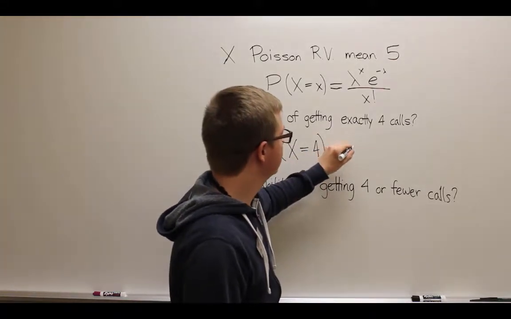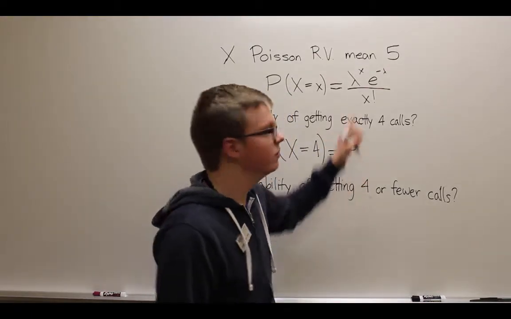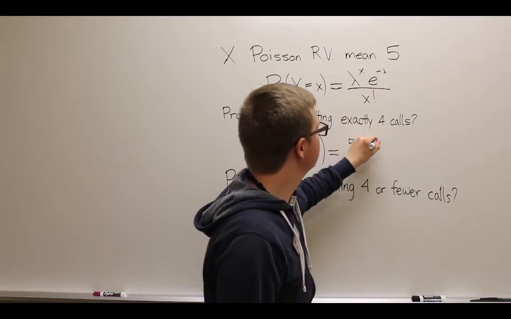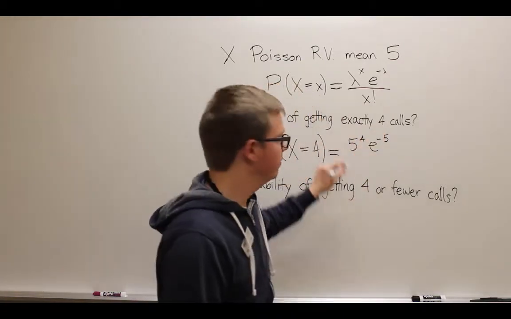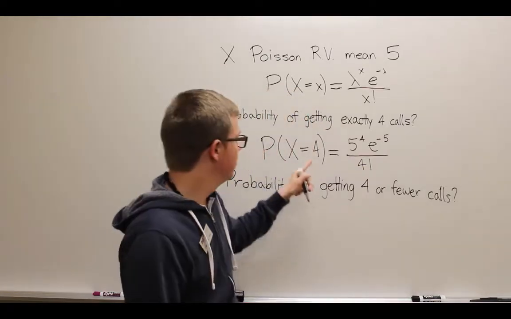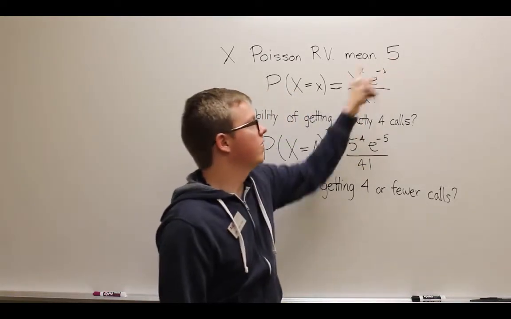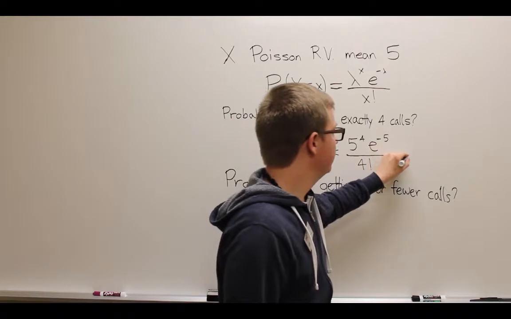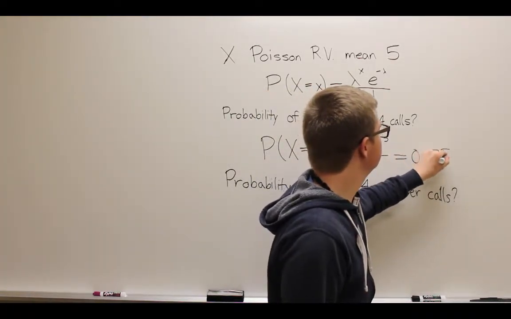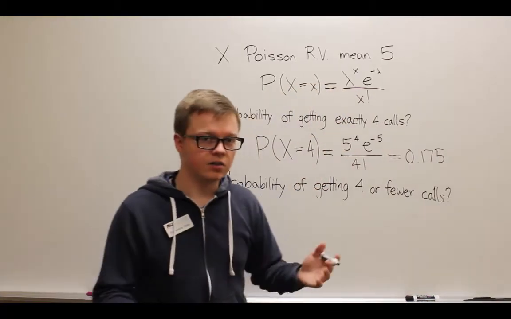We'd get lambda, which is 5, the mean, to the power of 4, times e to the power of negative 5, divided by 4 factorial. That's just plugging in 4 for x and 5 for lambda. And if you calculate that, you'll get about 0.175. And so that works fine.